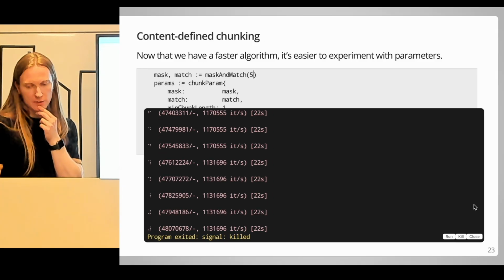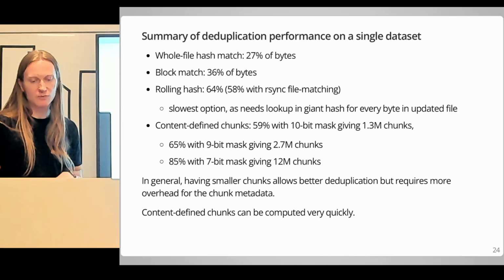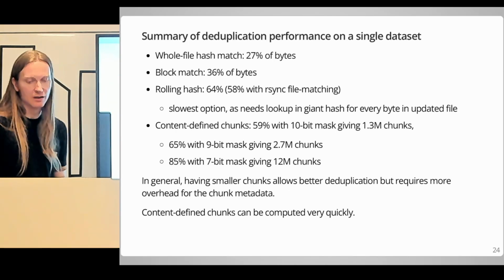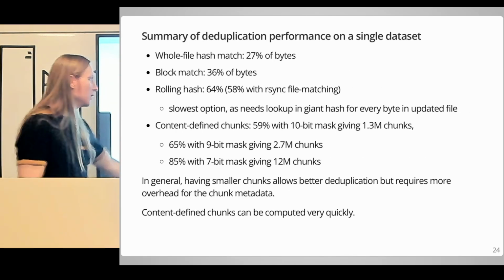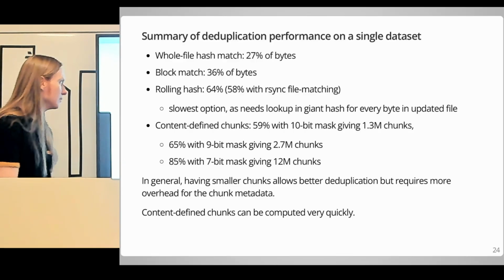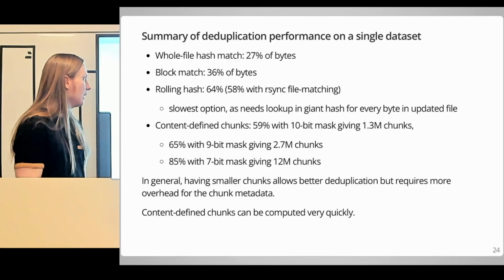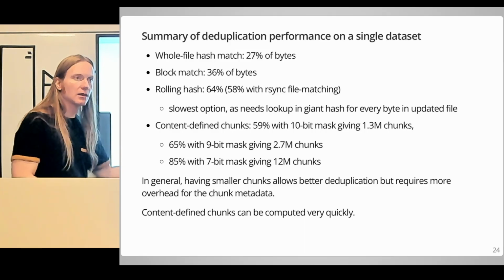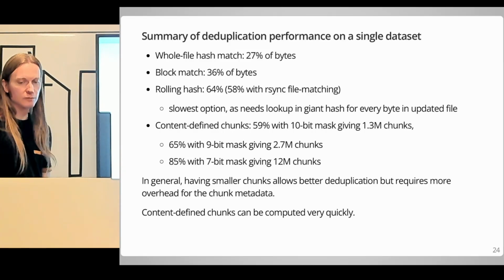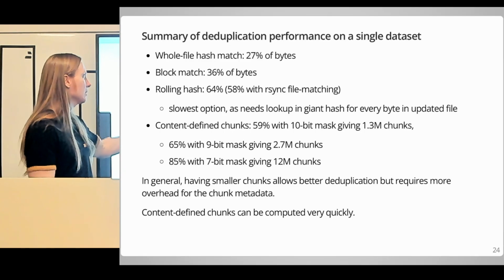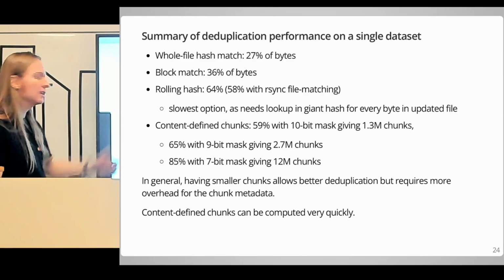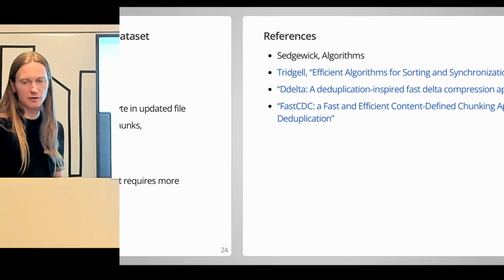So okay, no, we ran out of time on this, so I can run that experiment later if people are interested. So yeah, having smaller chunks allows better deduplication, but requires more overhead. And content-defined chunking, neat algorithm, super fast. And if people hadn't seen the rolling hash before, I hope you enjoyed learning about it.